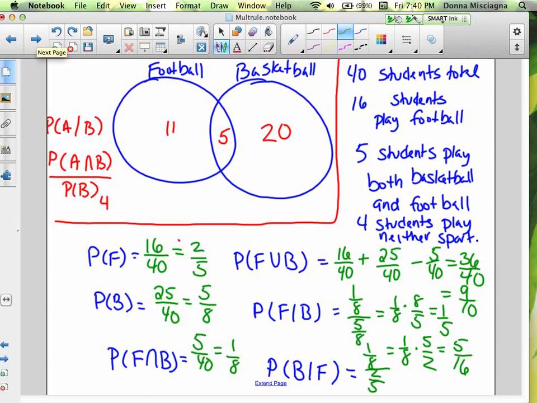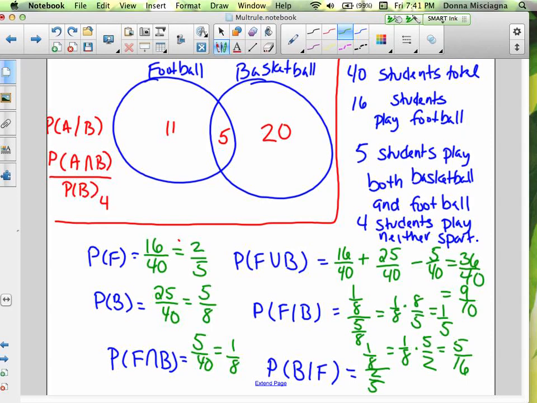The probability you play basketball, given that you play football, I think I may have said that backwards, is 5/16. The probability you play football, given that you play basketball, is 1/5. Notice they're not the same, right? Because the probabilities of football and basketball aren't the same, right? So we're going to have different probabilities on those conditional probabilities.